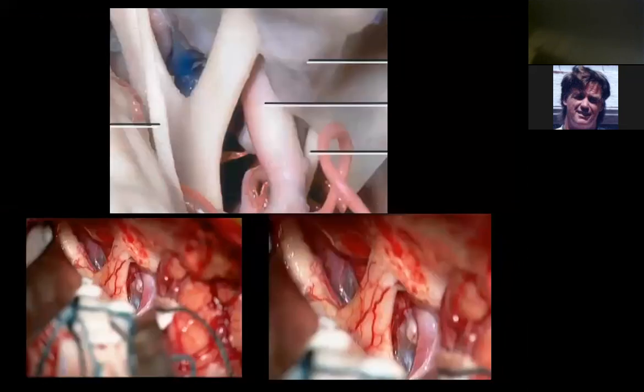And this is the view when you use the pterional approach. The chiasm looks like this. This is from the surgery itself, nerve, chiasm. So you can go this way between the two optic nerves or between the optic nerve and the carotid. So let's see the surgery. We're about to finish. It's not going to take time.